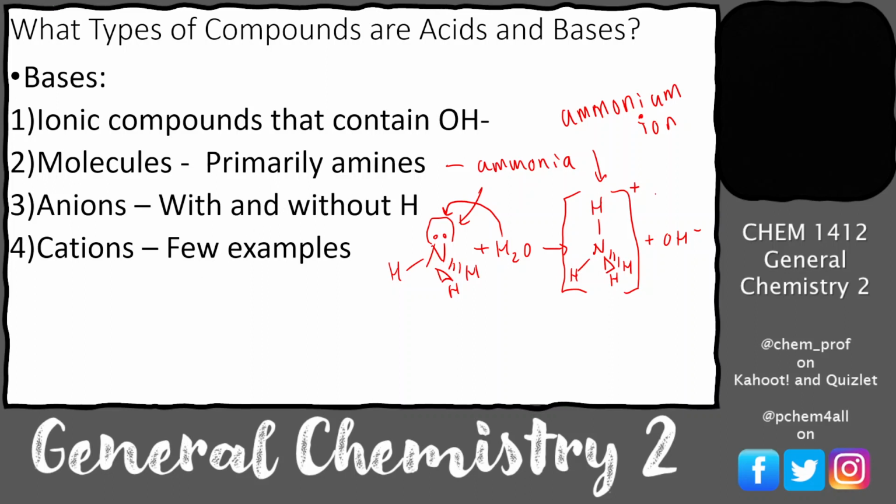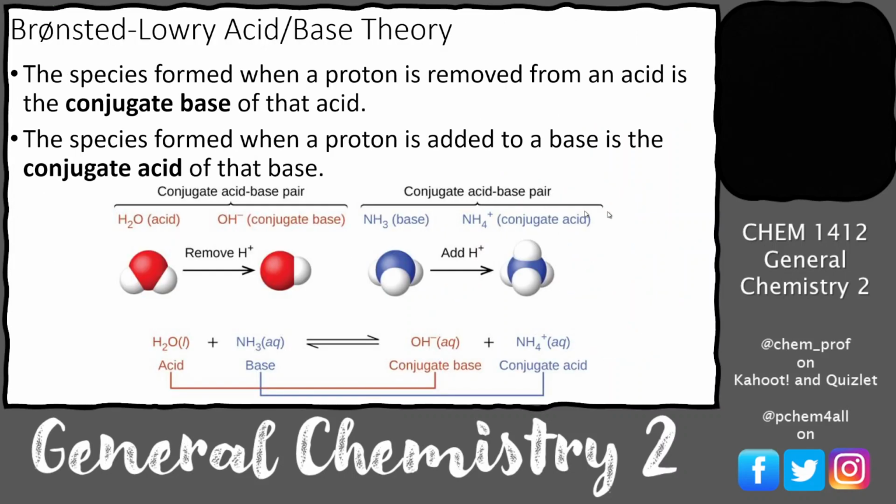Now this ammonium cation can donate a proton, so it can be an acid. So this could be a base, and this is called its conjugate acid. A species that's formed when a proton's removed from an acid is called the conjugate base of that acid, and the species that's formed when a proton's added to a base is the conjugate acid of that base. And again, I put these notes up on Blackboard so you have them. You don't have to draw everything. They're there for you in PDF format, and then you can rewatch the video.